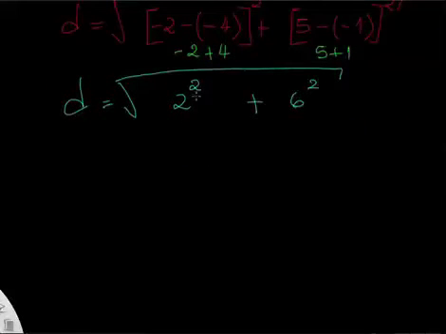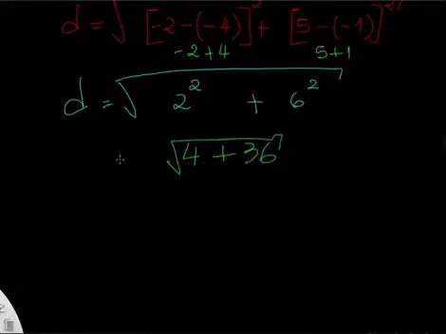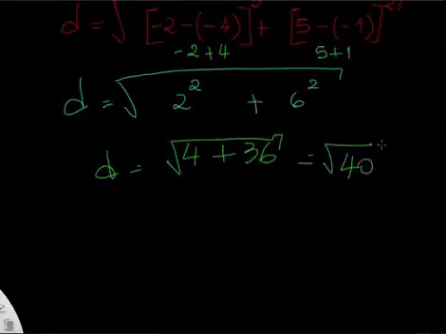Now, easy, 2 squared is equal to 4 plus 6 squared, 36, all that under the root, and this is my distance. I continue. Now I can say this is equal to the square root of 40. Now, I question myself, is this the simplest form of the radical? So I start with my prime numbers again. 2 times 20, 3 times, no, 4 times 10. 4 times 10. Very good.